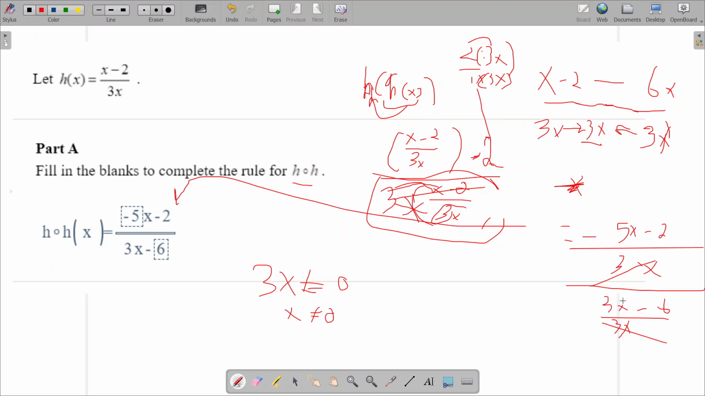That's our first one. Now, in this final function, we have 3x minus 6 in the denominator. So 3x minus 6 cannot be 0. Take it to the other side. 3x cannot be 6.